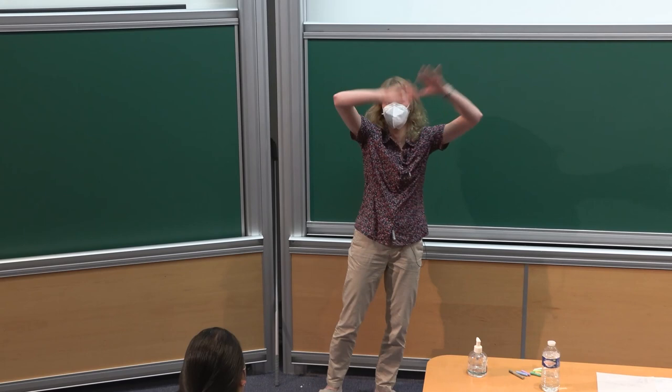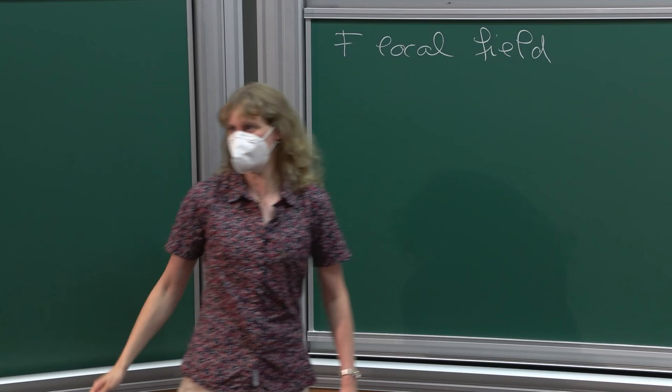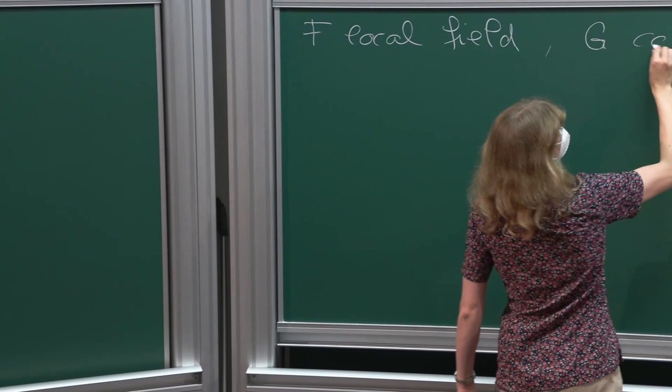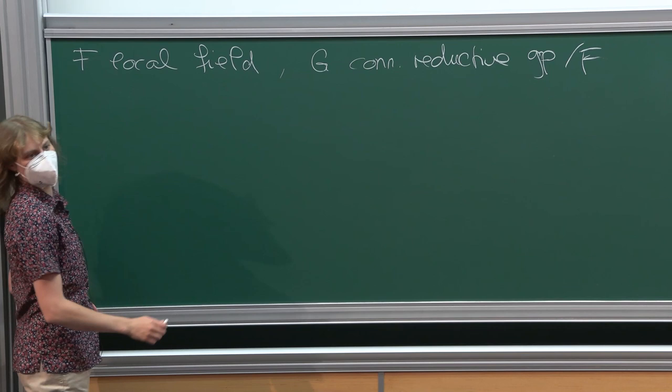So what is the setting? F will be a local field. It will soon be a non-Archimedean field, but for the beginning, we take an arbitrary local field. And then G is a connected reductive group over the local field. And we want to study the representations of these groups.